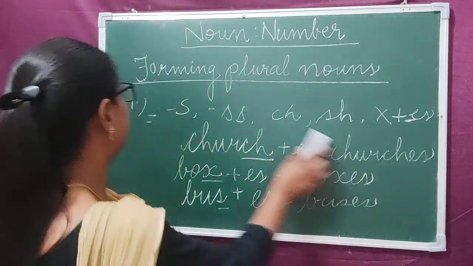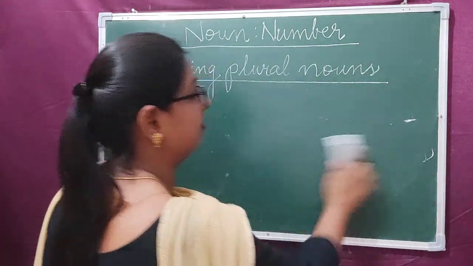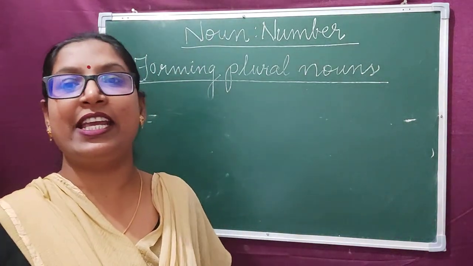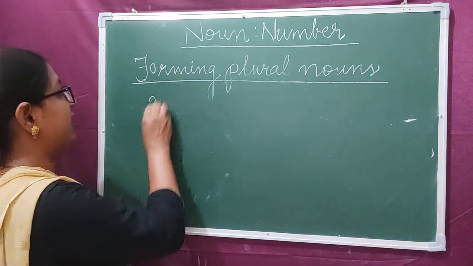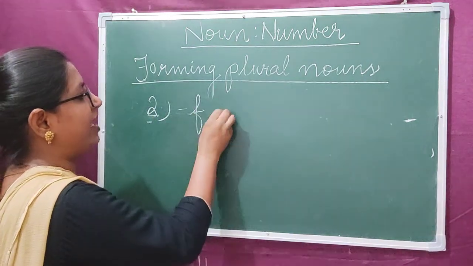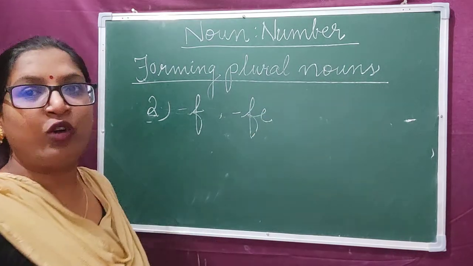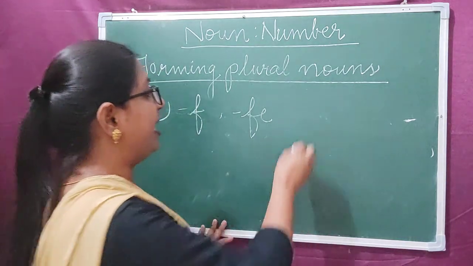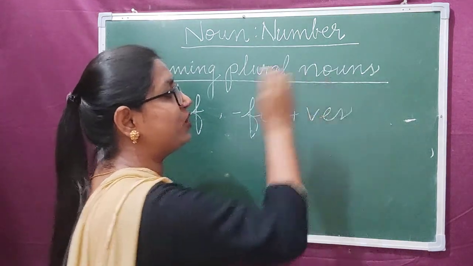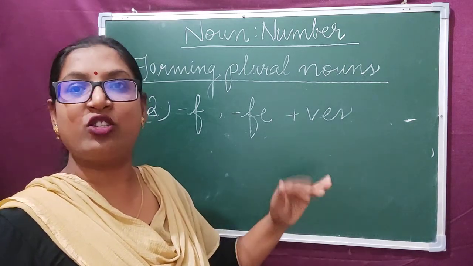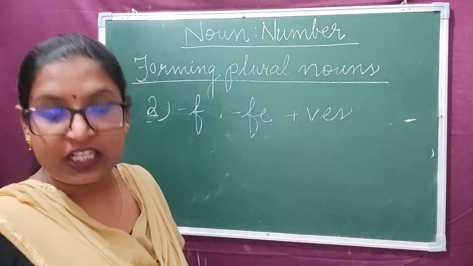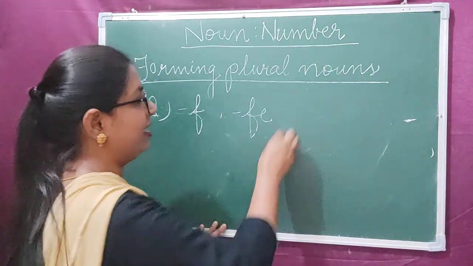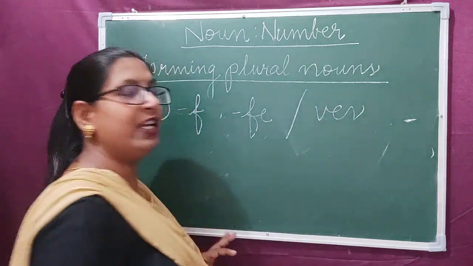Then let us see the second rule. Plural forms of nouns ending in f or fe. When the nouns are ending in f or fe, what do we do? F or fe are dropped and we add ves to the rest of the word. Clear? F or fe is changed into ves. Clear? It is changed into ves.